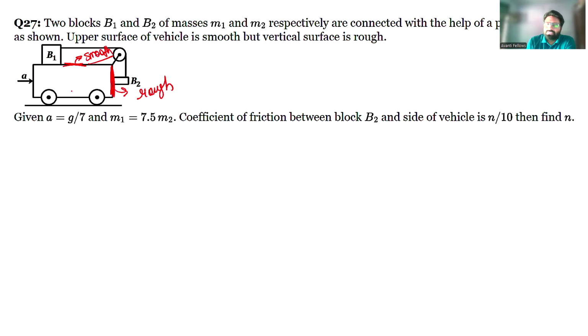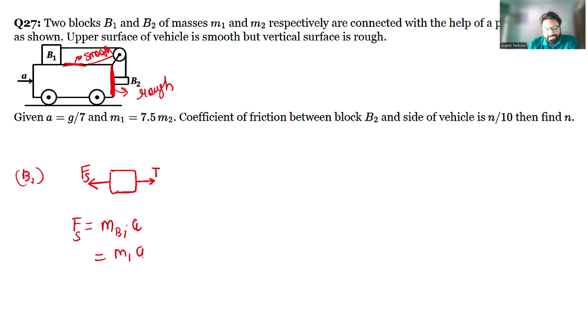Now we cannot apply Newton's law directly because this frame is itself accelerating, which means we have to consider the pseudo force over it. So if you consider this block B1, there is a tension force acting on it, and the pseudo force is also acting on it in the direction opposite to the motion. This pseudo force for this particular block B1 is the mass of B1 into the acceleration of the system. Mass of B1 is m1, and the acceleration a is given as g by 7, so it comes out to be m1g by 7. This is the pseudo force.